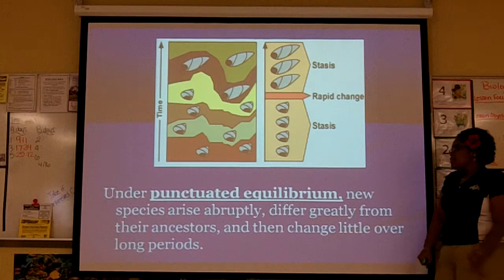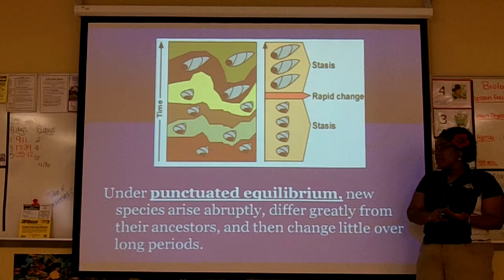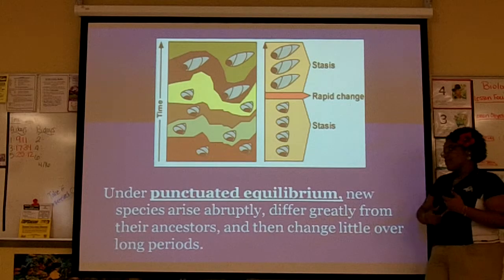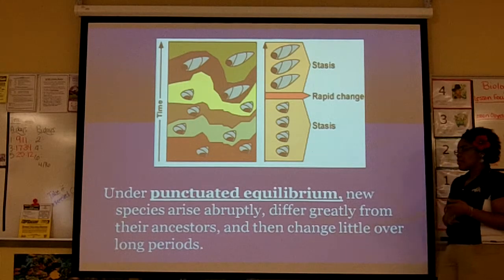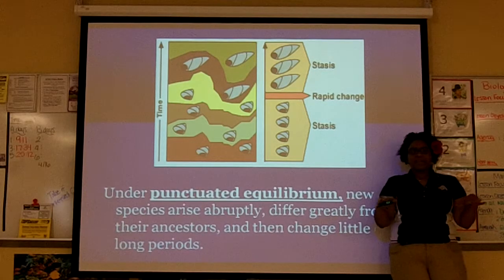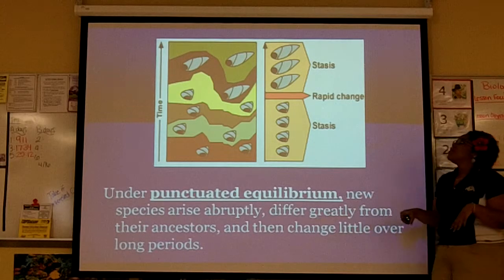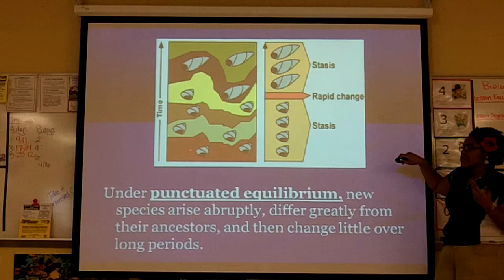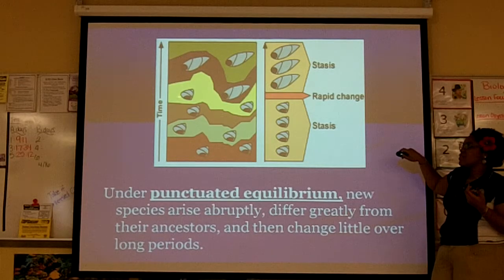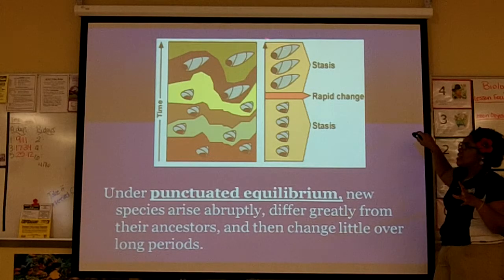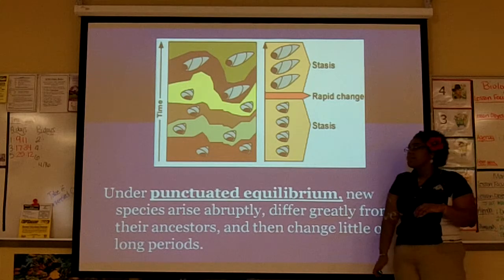Under punctuated equilibrium, new species arise abruptly, but they differ greatly from their ancestors and then change little over long periods. Like, bam, there's that change, and then we maintain for a long period of time. You can also tell this from the layers of the earth, where you have small shells, the ancestors, and all of a sudden stasis, like there is no change. Stasis, rapid change, like bam, now we change all of a sudden, then we're all large shell.